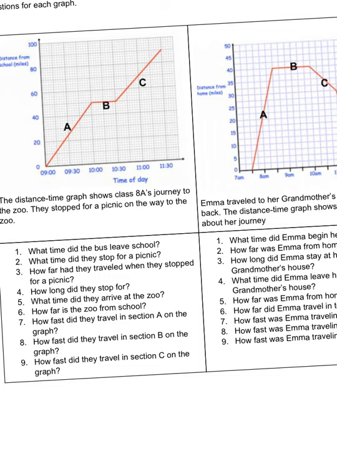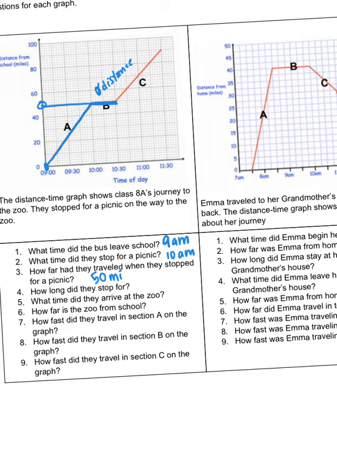So, what time did the bus leave school? 9 o'clock. The bus left school at 9. What time did they stop for a picnic? 10. Yeah, remember when you have that flat line? That's 0 distance. So they stopped for the picnic at 10. How far did they travel when they stopped for the picnic? They're traveling here to the picnic, and they have 50 miles. Very good.